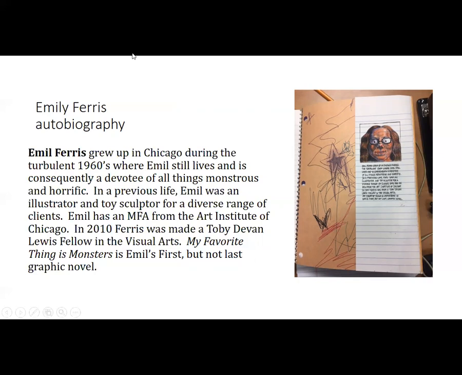Emil Ferris grew up in Chicago during the turbulent 1960s, where Emil still lives and is consequently a devotee of all things monstrous and horrific. In a previous life, Emil was an illustrator and toy sculptor for a diverse range of clients. Emil has an MFA from the Art Institute of Chicago. In 2010, Ferris was made a Toby Devan Lewis Fellow in the Visual Arts. My Favorite Thing Is Monsters is Emil's first, but not last, graphic novel. She puts hers on the inside cover of her book, but some people also put it on the back.